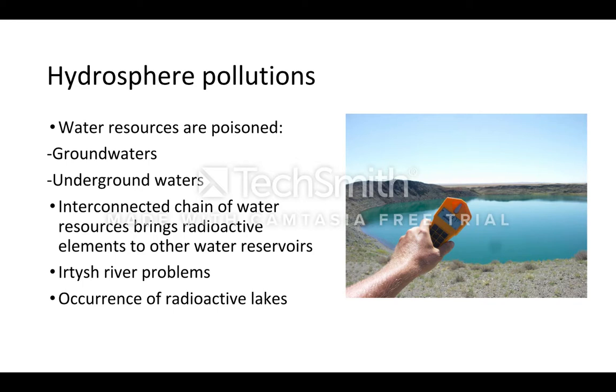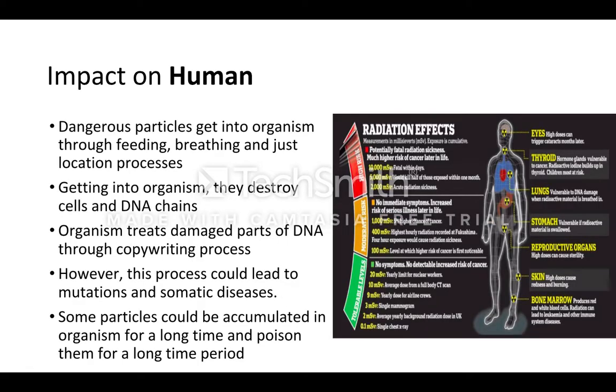Moving on to the impact on humans, dangerous particles get into organisms through feeding, breathing, and translocation processes. Getting into the organism, they destroy cells and DNA chains. The organism treats damaged parts of DNA through a copying process. However, this process could lead to mutations and somatic diseases. Some particles could accumulate in the organism for a long time and poison it for a long time period.